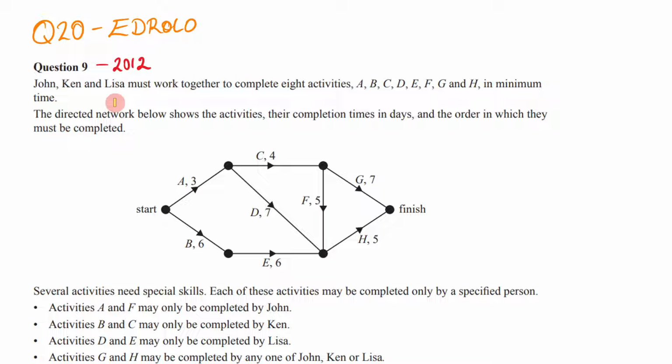So let's give it a read. Let's see how we go with it. And then we'll also look at the examiner's report as well. So it says, John, Ken, and Lisa must work together to complete 8 activities, A through to H, in minimum time. The directed network below shows the activities, their completion times in days, and the order in which they must be completed. So here they are right here.